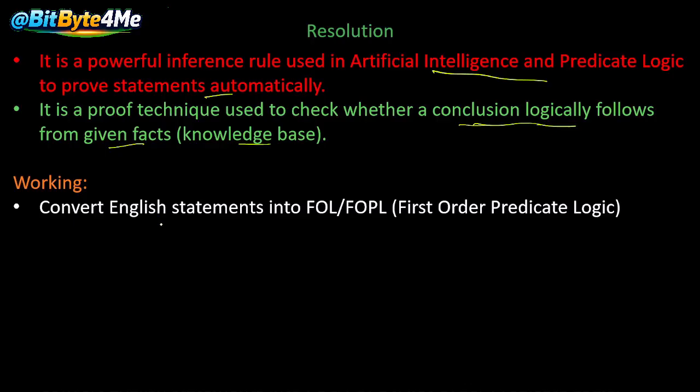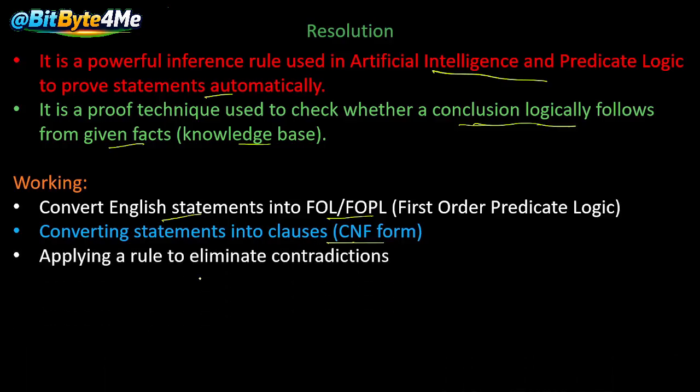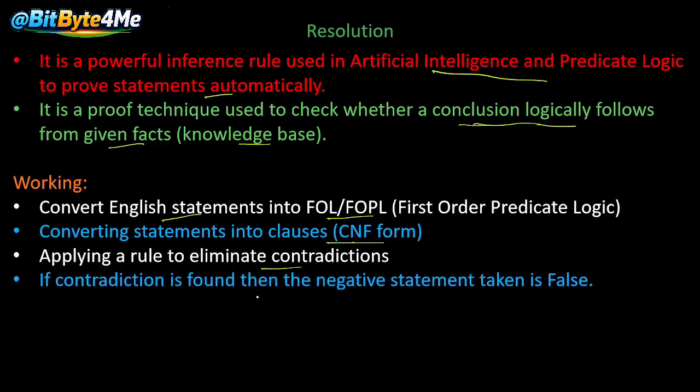How do we work? We convert the English statements into FOL or FOPL, which is called first order predicate logic. Then we convert the statements into clauses, which is called clausal form, or we can say CNF form. All the statements have to be in CNF form. Now apply the rule to eliminate the contradictions. If a contradiction is found, then the negative statement is taken as false.